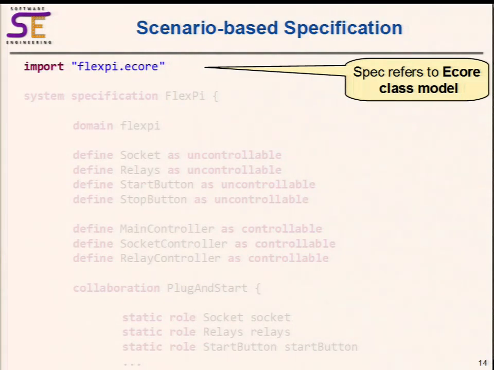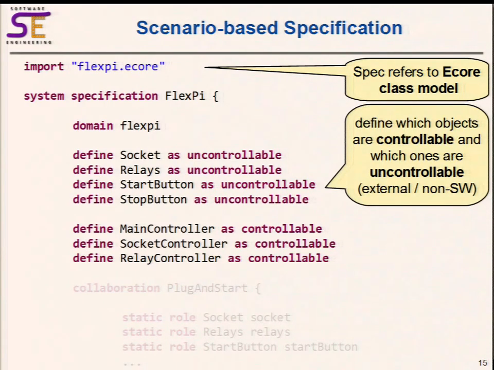Okay, so what we have next is we say, okay, we have a specification of the system FlexPi. Here we refer to a package in this ECORE file. And here we define classes of objects to be controllable or uncontrollable. So controllable are usually the software components, and uncontrollable are usually some external components, sensors, actuators, or users, or external software components.